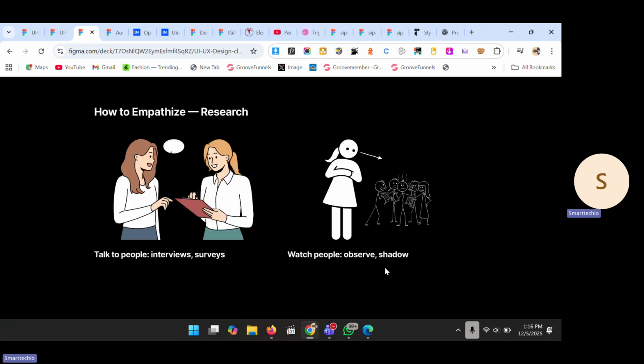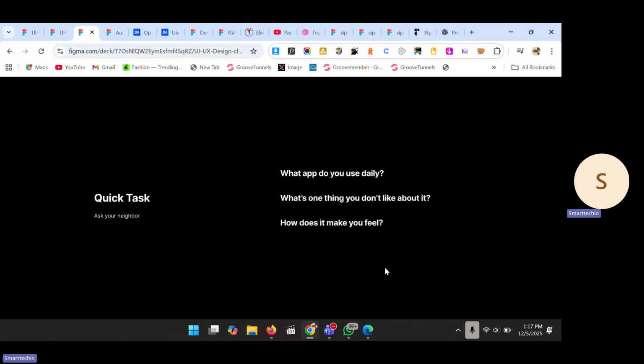So how do you empathize, or how do you do research? The first thing is to talk with people by doing interviews and sending out survey questions. Then, as you're asking them, maybe during interviews, you must observe them and shadow them. Based on the questions you ask, what are their feelings? How did they react when responding to your questions? Those are the things to put in place.